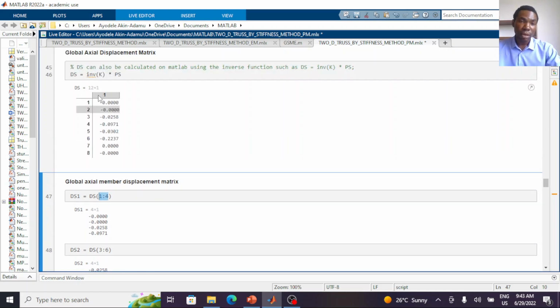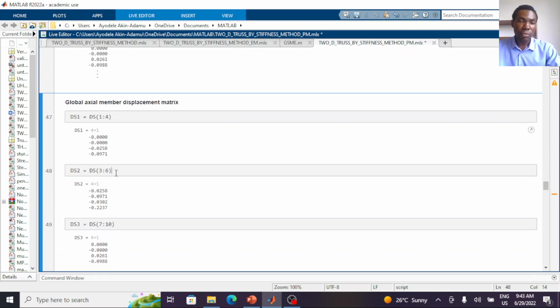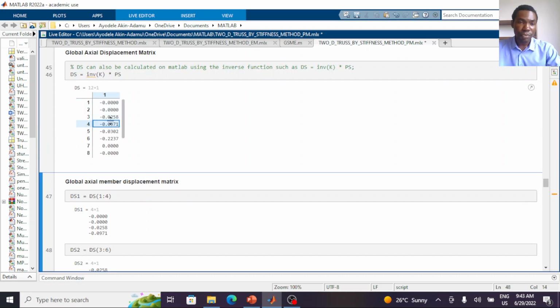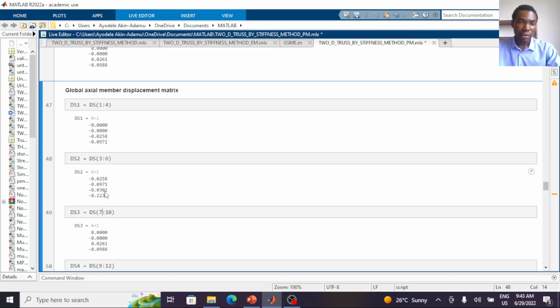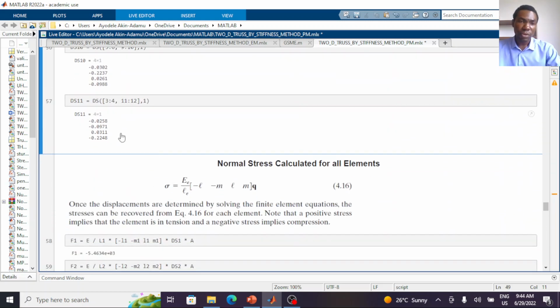So Matlab looks through the global displacement vector and returns these 4 values for me, 1, 2, 3, 4. You can see that's what is returned here. Element 2 is located between degrees of freedom 3 to 6, that is 3, 4, 5, 6. So these values are returned and calculated here for element 2. You do this for all the elements.